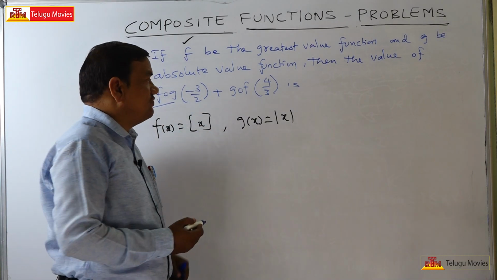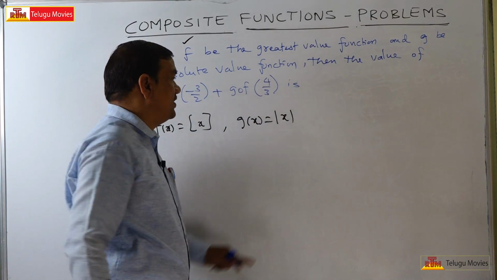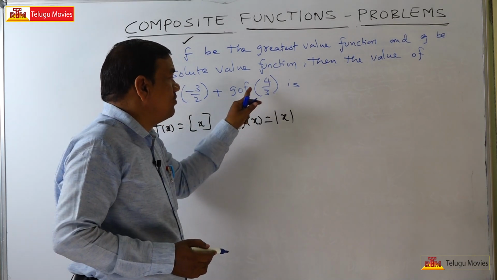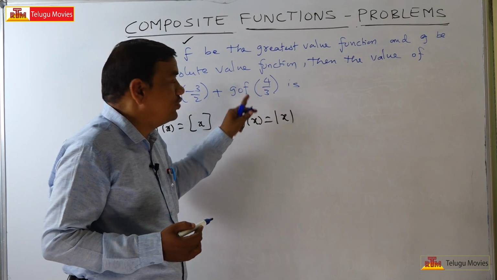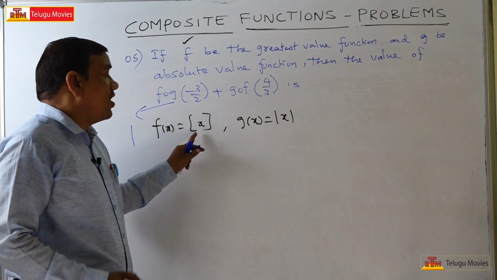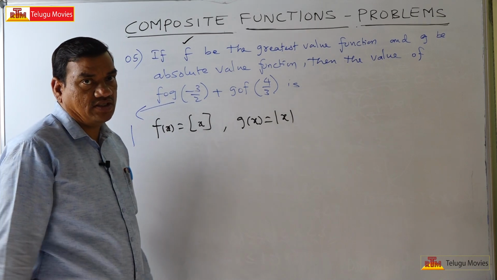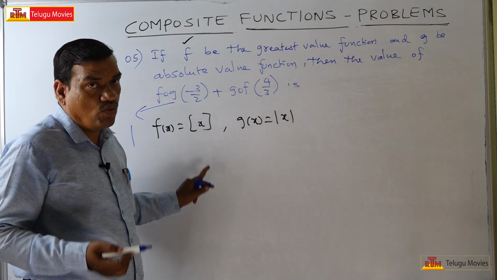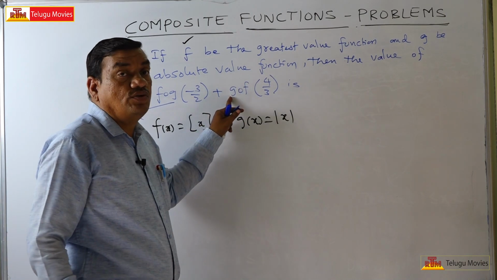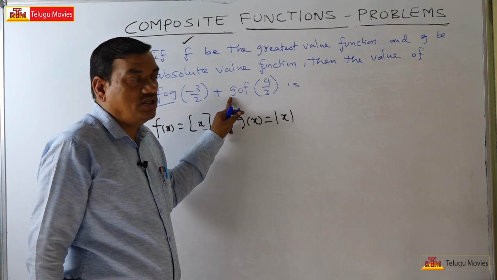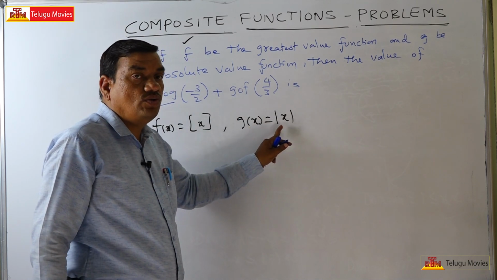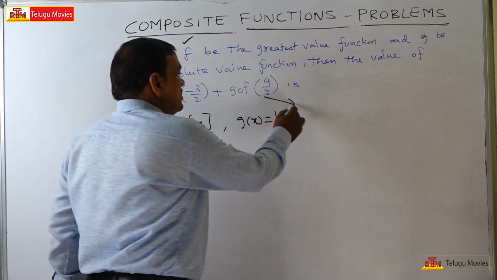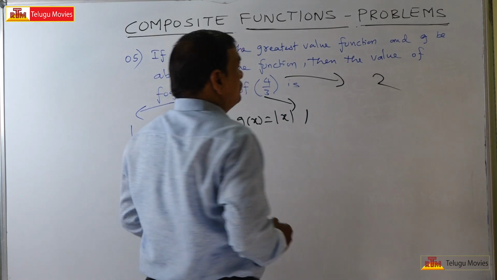Now what about this value, g circle f of 4 by 3? 4 by 3 means 1 point something. First it will go to f. What will f do? It will do step of x. Step of 1 point something means 1. That 1 will go to g. What will g do? Step of 1 will become 1. So this answer is also 1. Total answer is 1 plus 1, which is 2.